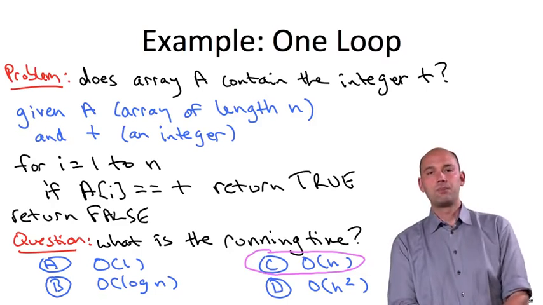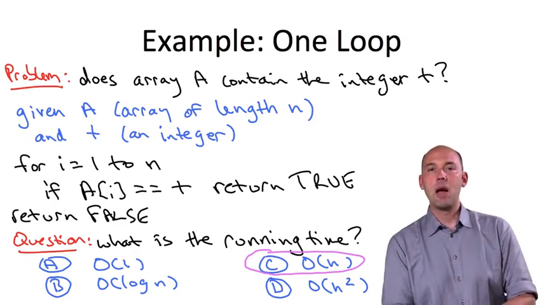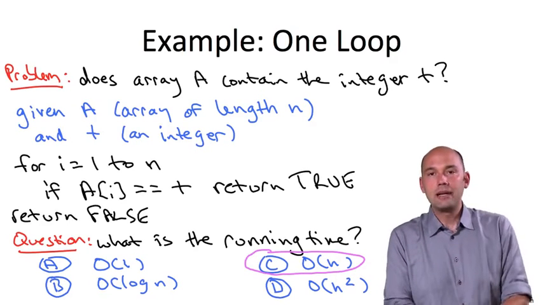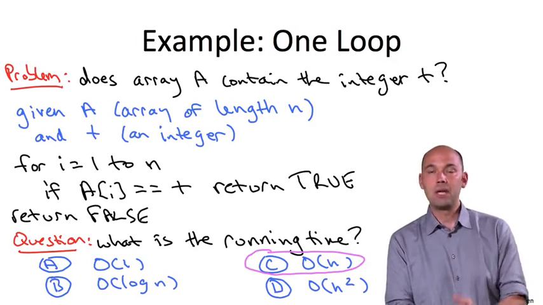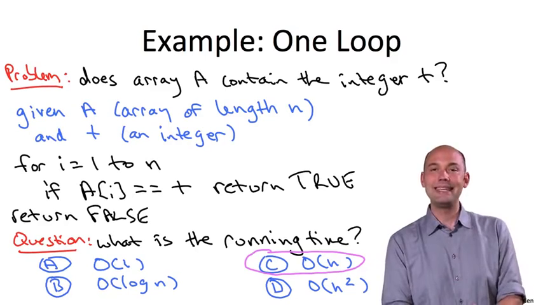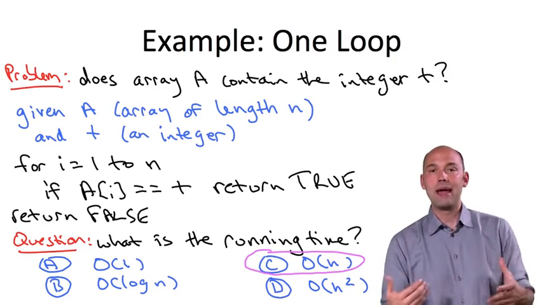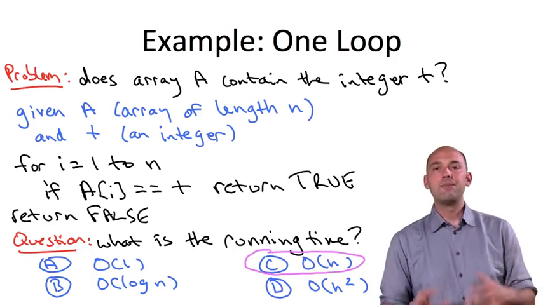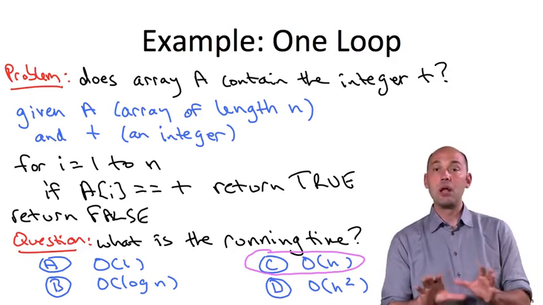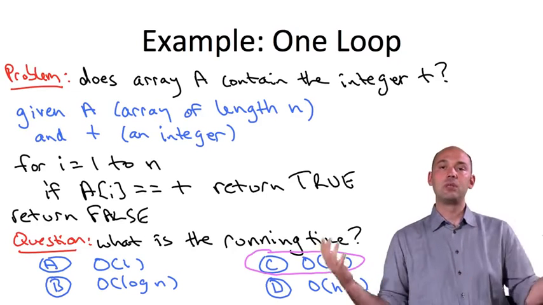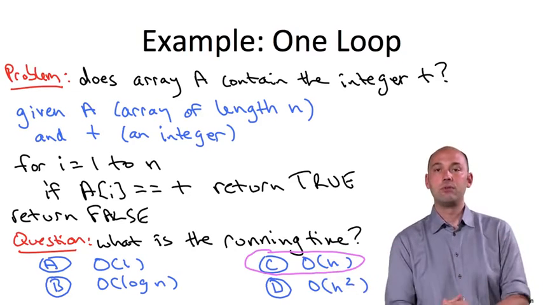Why is that true? Well, let's think about how many operations this piece of code is going to execute. Actually, the lines of code executed is going to depend on the input. It depends on whether or not the target t is contained in the array A, and if so, where in the array A it lies. But in the worst case, this code will do an unsuccessful search. T will not be in the array, and the code will scan through the entire array A and return false.